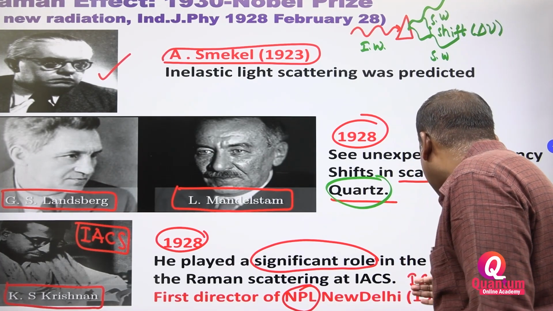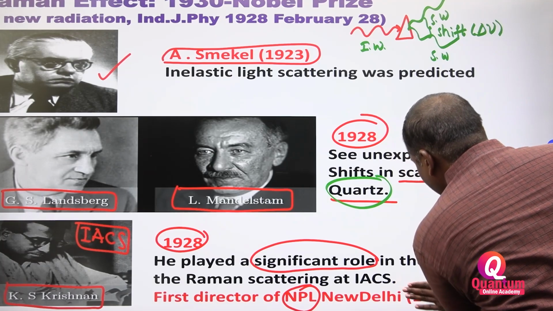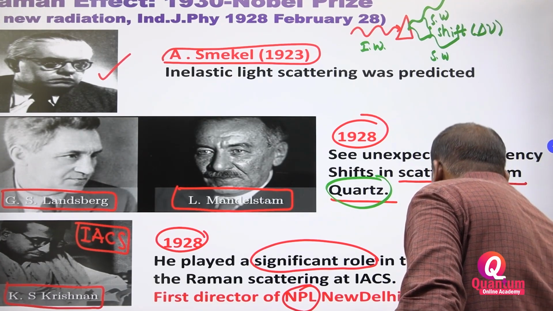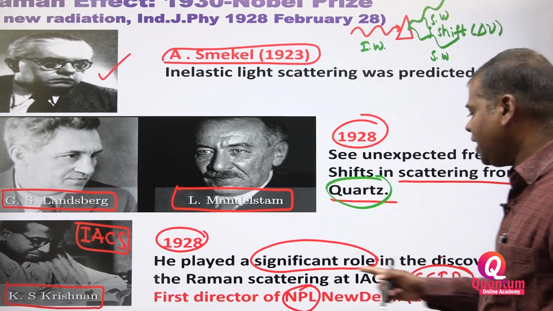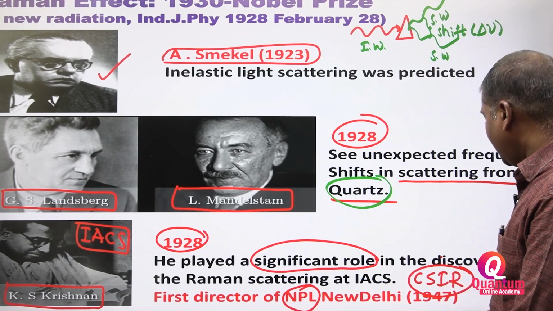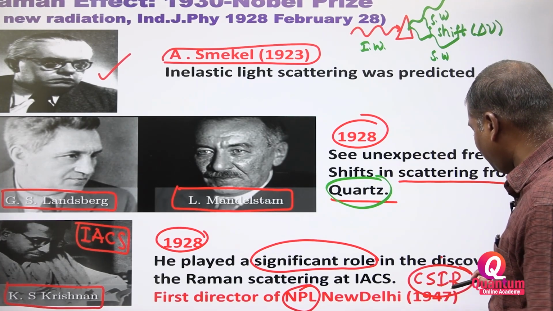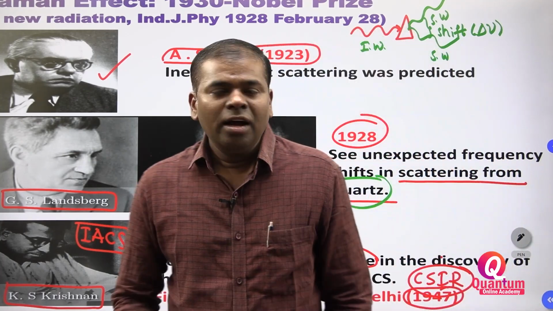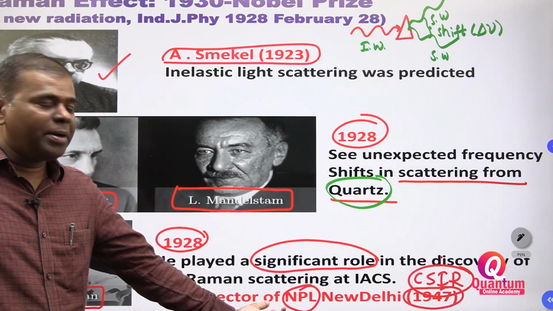It is a CSIR Physics Laboratory. Which lab is it? The CSIR Physics Laboratory is the Indian National Physical Laboratory, New Delhi. He acted as its director in 1947. This is the first director of the Indian Physical Laboratory, New Delhi.